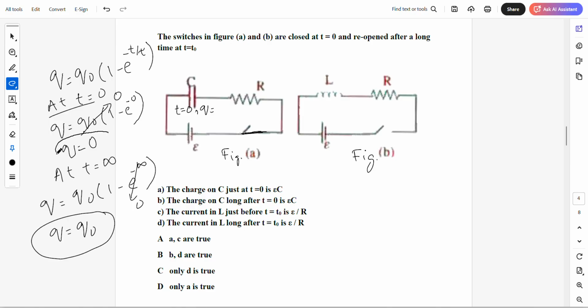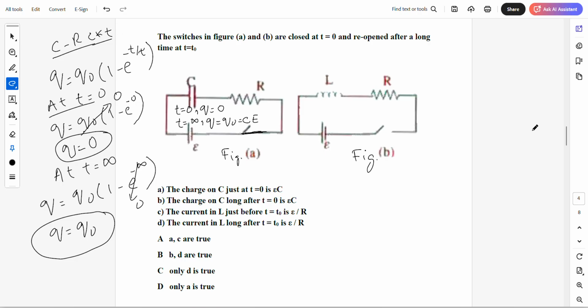So Q is equal to 0 at t = 0. After a long time, when t is equal to infinity, Q will be equal to Q naught, and Q naught is equal to C into E. This is in case of the CR circuit.